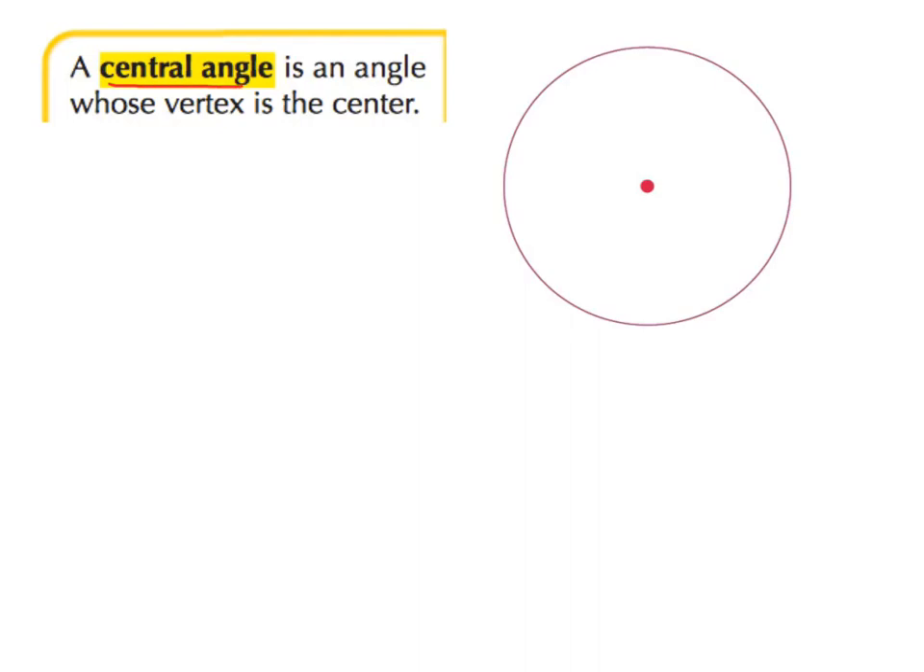A central angle is an angle whose vertex is the center. For example, suppose we have an angle over here. Is this an angle? Yes. What is the vertex of this angle? This point. Is this the center of the circle? Yes. So if an angle has its vertex at the center, what is this angle called? It is called a central angle.